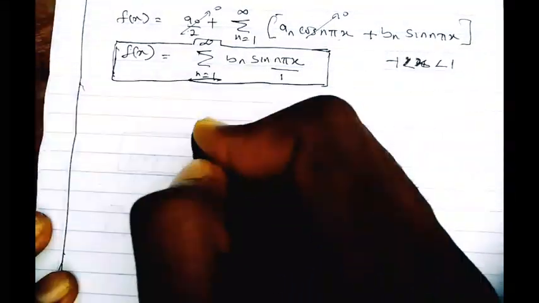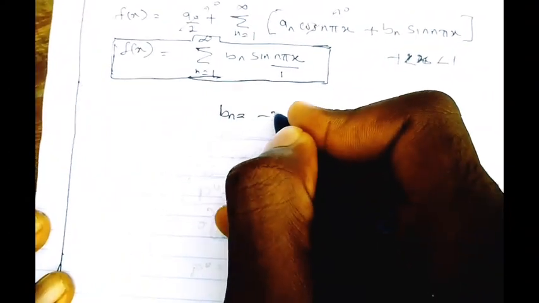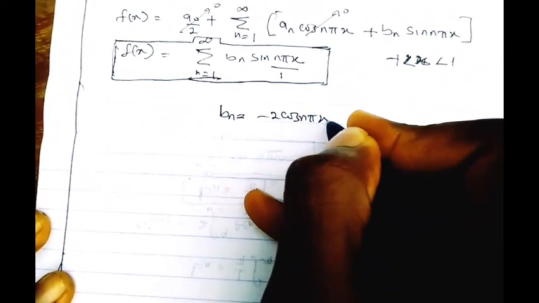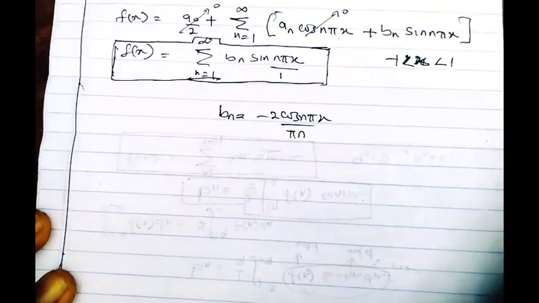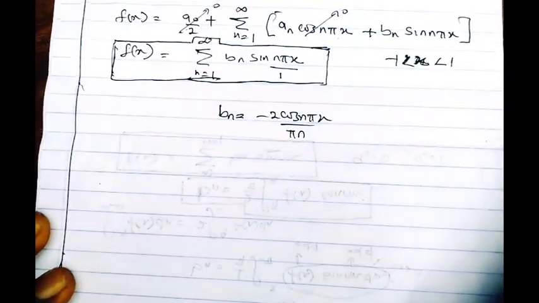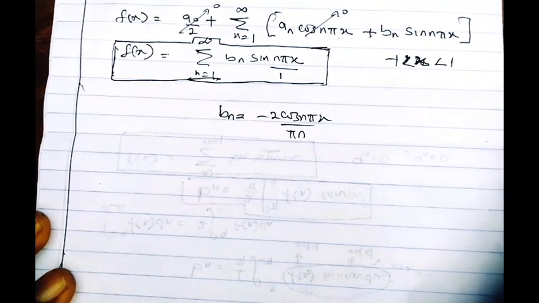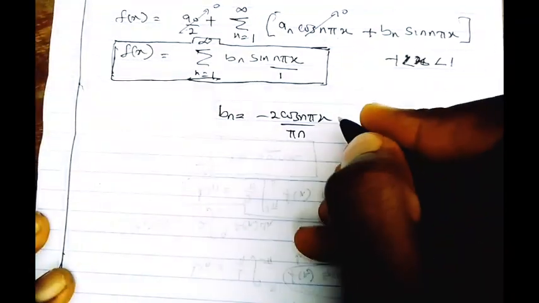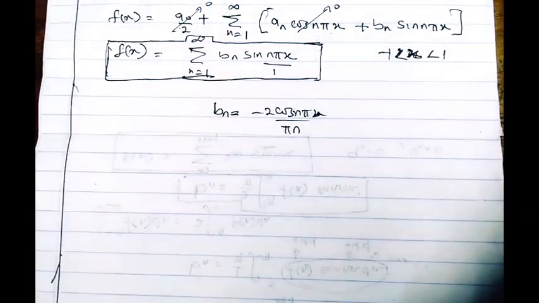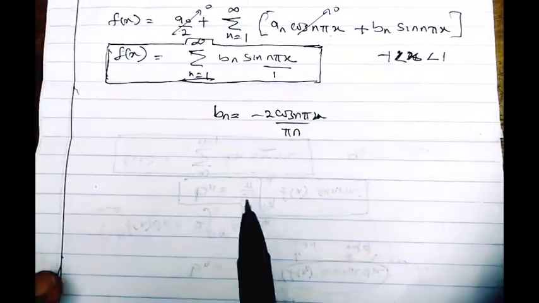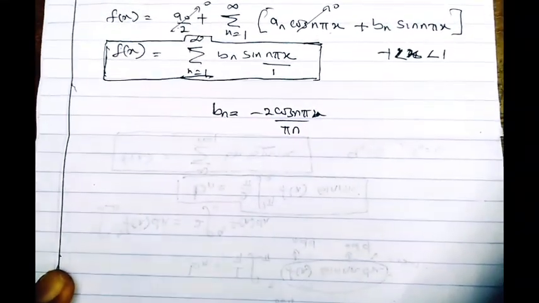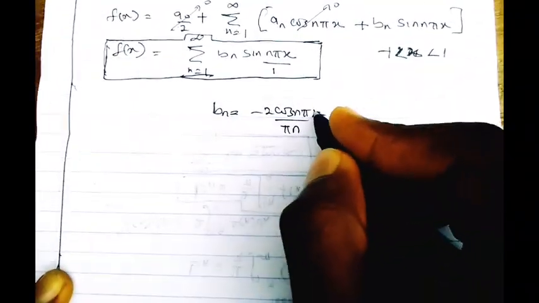So now let's look at b_n, which is minus 2 cos(n pi) over pi n. Now this is where it gets tricky sometimes. Some people don't know how to evaluate this. So now let's assume n equals 1. This is simply putting n equal to 1. Sorry, there's no x, just n pi, because we didn't get x from our integration, it was just minus cos n pi. So this is the value of b_n.